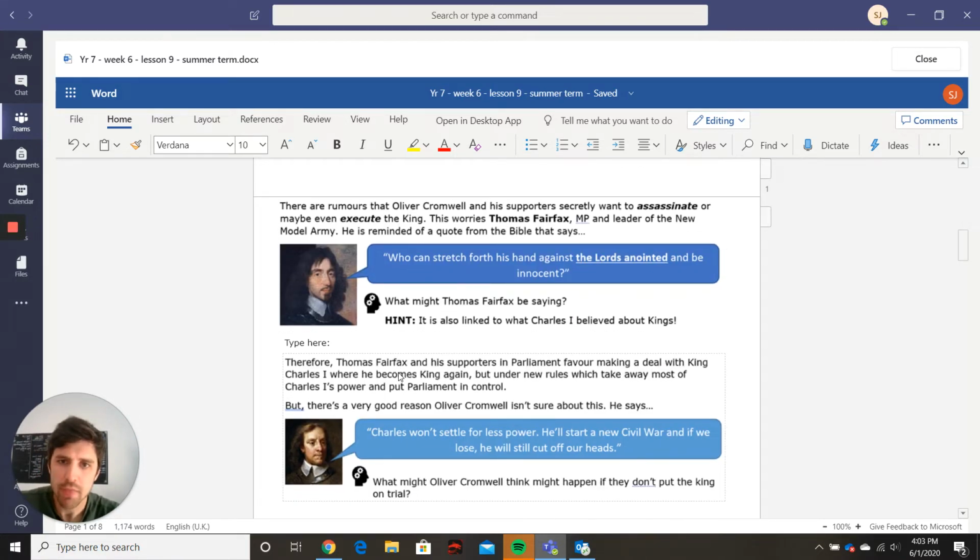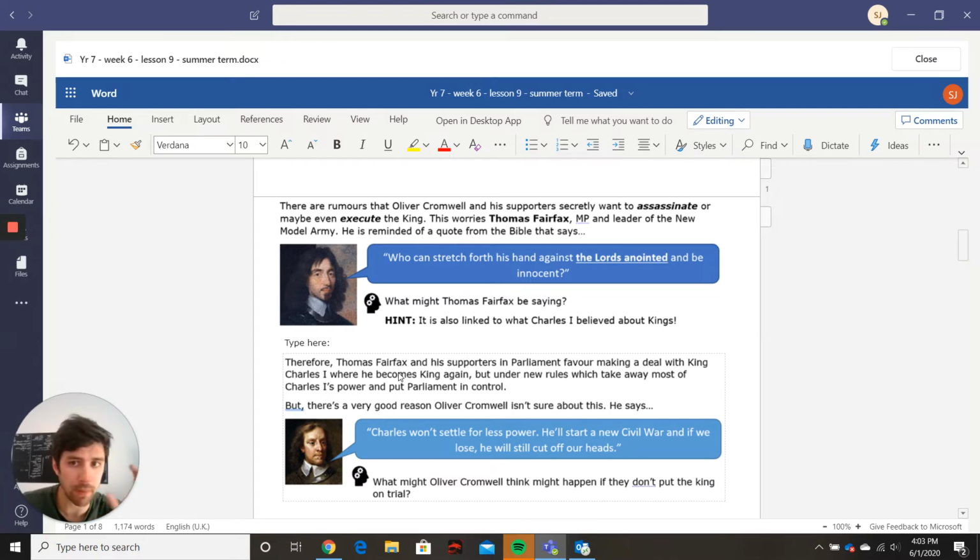Next, there are rumours that Oliver Cromwell and his supporters secretly want to assassinate or maybe even execute the king. Now, this really worries Sir Thomas Fairfax. He's an MP and the leader of the New Model Army. As I mentioned at the start, he really is the power in Parliament and in the army at this time.